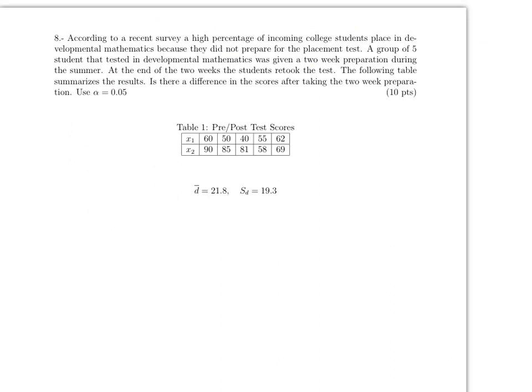Question number 8 is from section 9.3. In this example, we have two dependent samples. You have 5 students that took the placement test, and they scored into developmental math. So X1 is the before, or the first results they got on the test. After that, they went to a boot camp for 2 weeks.